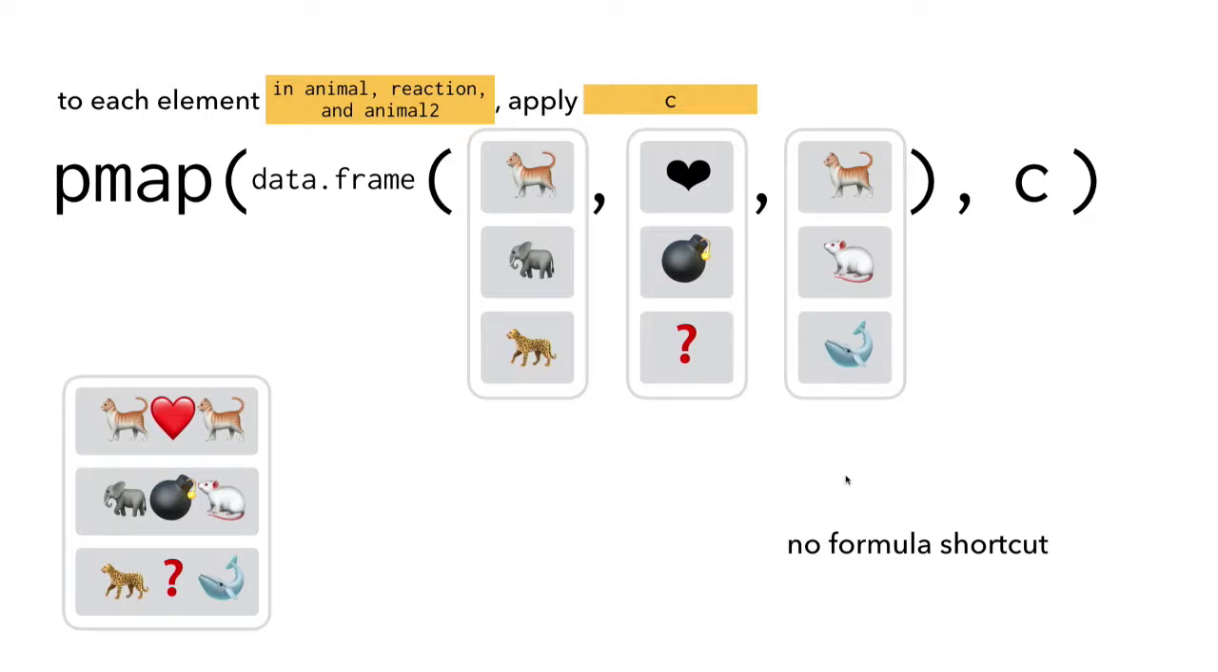The downside, of course, is there's no formula shortcut here. You can't use a tilde and then have a .x, a .y, a .z, and so on, because there's no way of knowing how many things you want to pass in. So now you have to either use a function that already exists, or you could write a function that does what you need to do. Those are your options. No shortcuts.